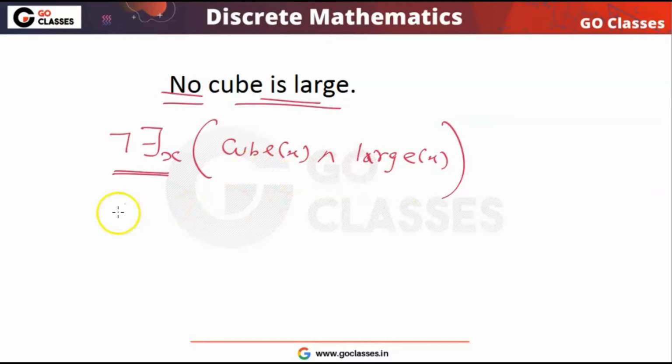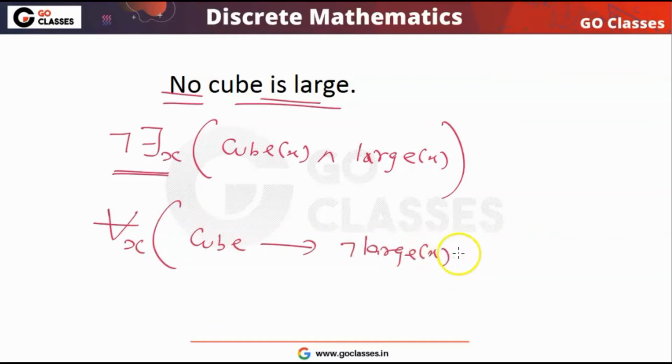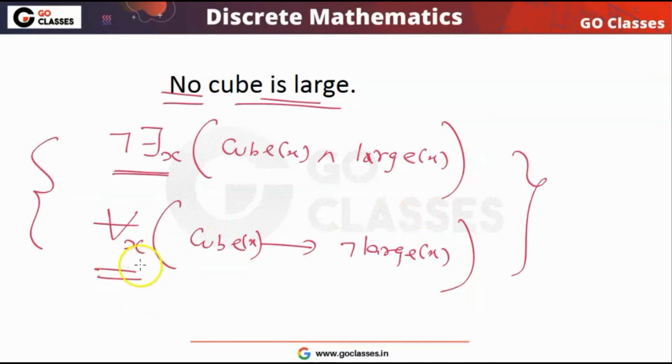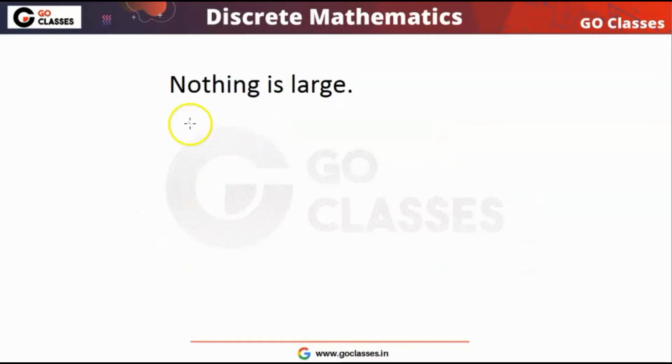We can also say that for all x, if it is a cube then it is not large, the negation of large. Very simple. Both these expressions are equivalent. This expression is saying that for all x in the domain, if it is a cube then it is not large. It means no cube is large. Both are equivalent. Let's see the next example.